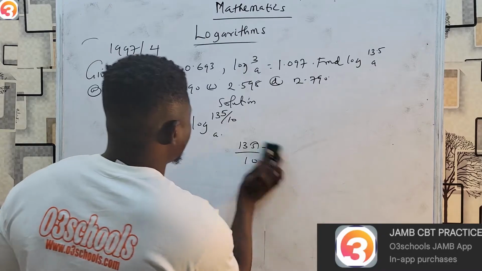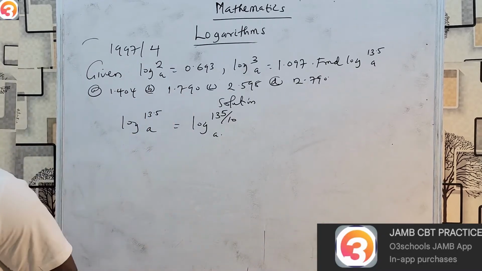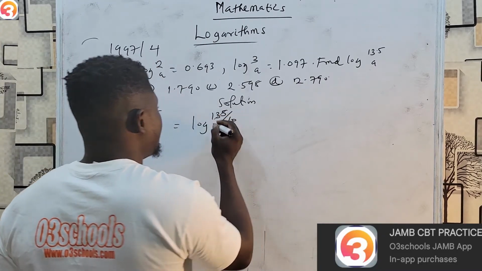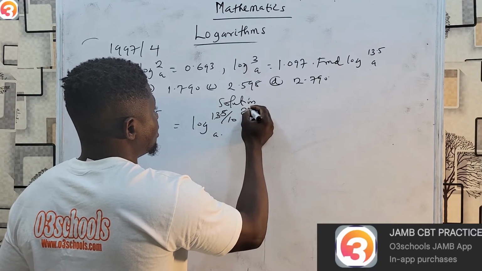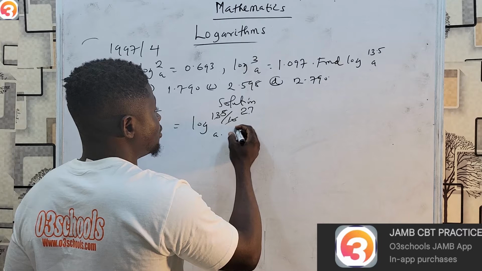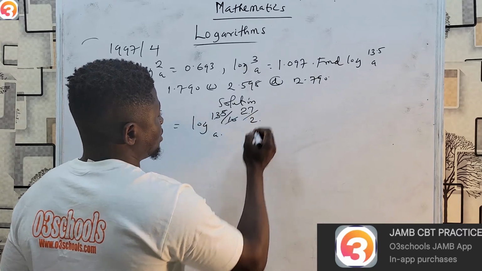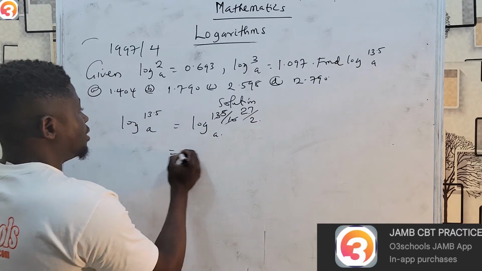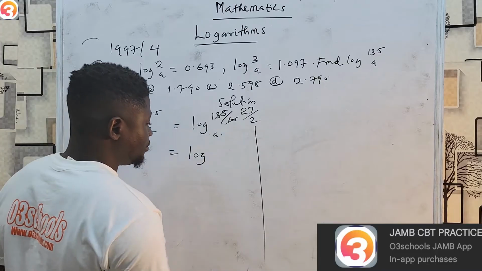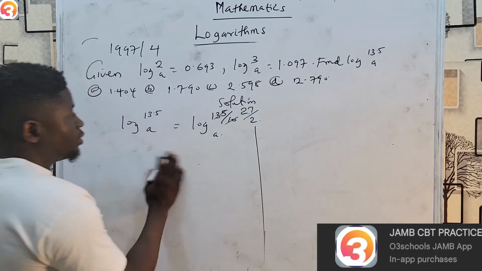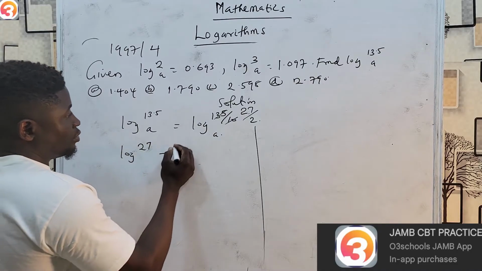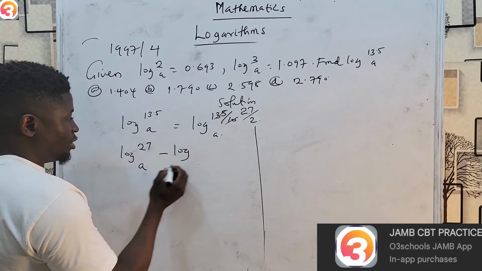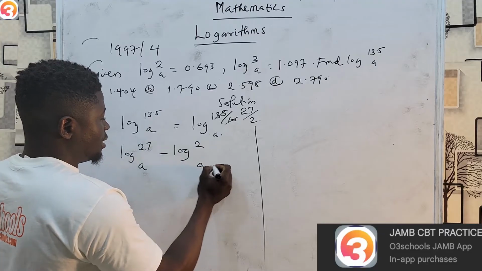So having gotten that, we can reduce that 135 over 10. Let's reduce this. How many times can 5 go here? 5 can go into 13 2 times, 7 3, 27. 5 can go into 10 2 times. Right, so I'm going to have logarithm of 27 base a minus logarithm of 2 base a.